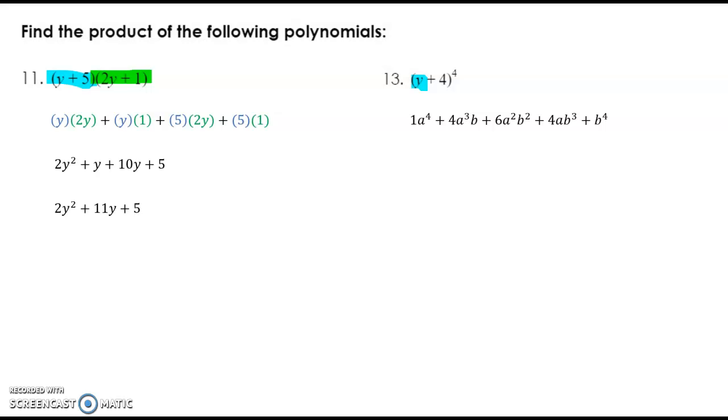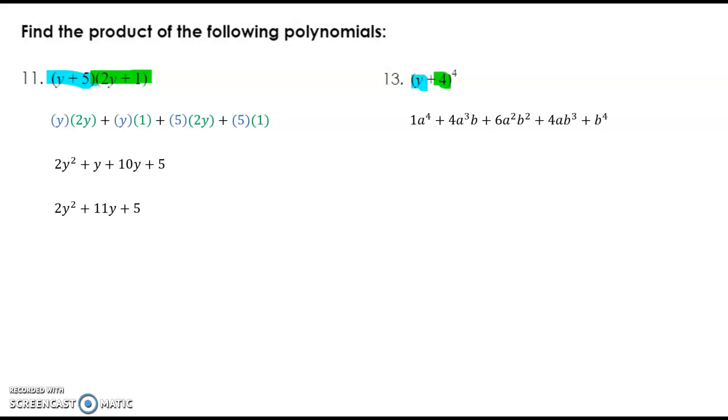All right, so now I'm looking at this next one, 13. So I want to do y plus 4 to the 4th power. And so underneath this, I have written out the binomial expansion. So remember, whenever we have something like y plus 4 to the 4th power or to the 5th power, we can use Pascal's triangle to give us a shortcut way of doing it so that we don't have to write out y plus 4 times y plus 4 times y plus 4 times y plus 4.